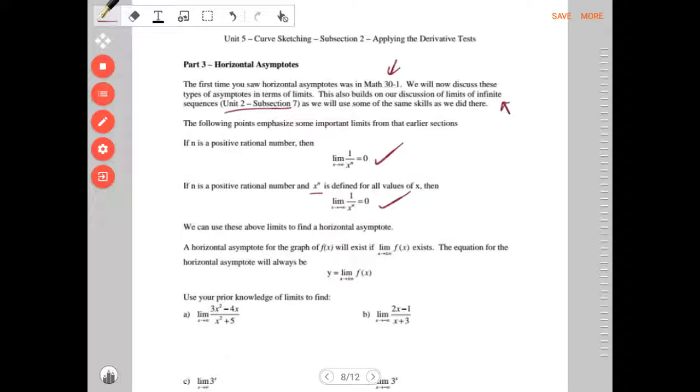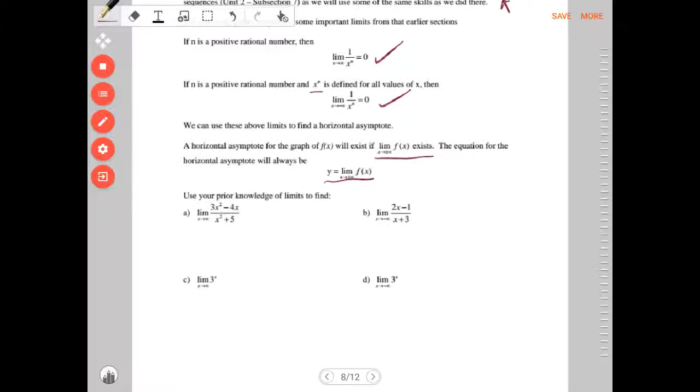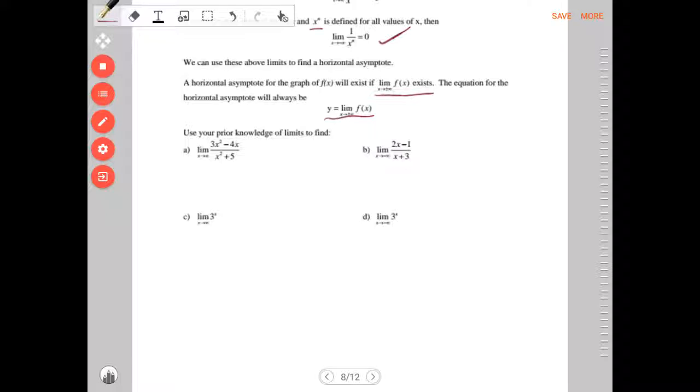We can use the above limits to find a horizontal asymptote, and here's how. A horizontal asymptote for a graph will exist only if the limit as x approaches plus or minus infinity of f of x exists. The equation for the horizontal asymptote then will always be y equals whatever that limit is. Now you probably listen to that and think, blah, blah, words. Well, let's show you how this is supposed to work.